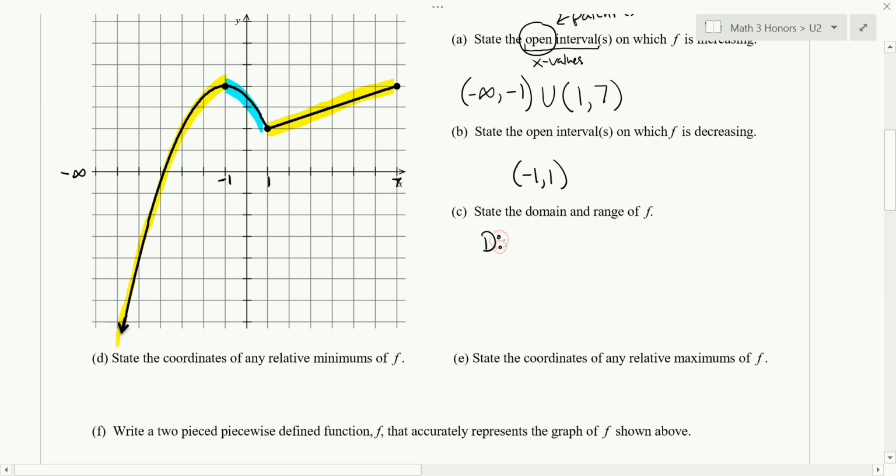And for a domain, Trenton, what'd you get? Okay. And then in terms of parentheses or brackets, what'd you do? Good. Because we have that closed circle at the 7, we want to include it. Use the bracket. Good. And for the range, Isaiah, what'd you get? Didn't get it? Okay. Megan, did you get it?